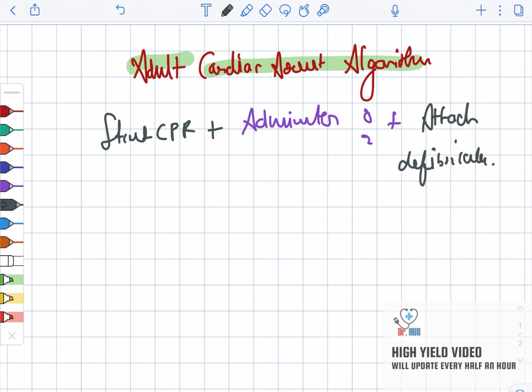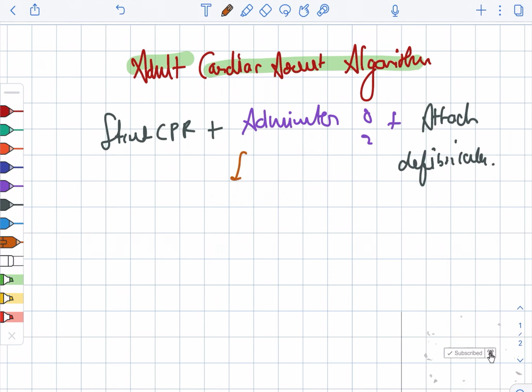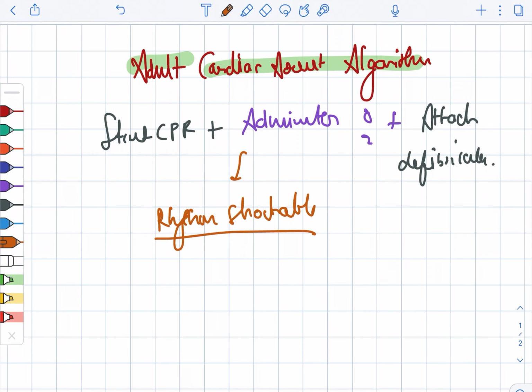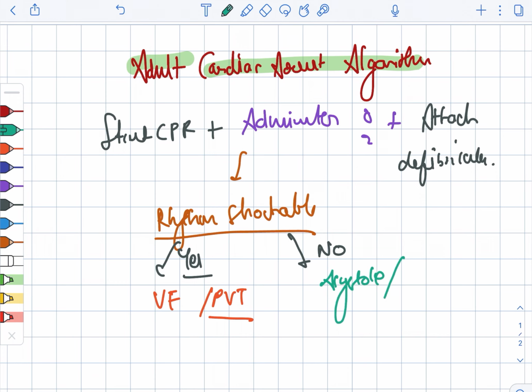Next, we see if there is a rhythm which is shockable or not. In case it is shockable, yes, this is in cases of ventricular fibrillation as well as PVT. PVT is nothing but the pulseless ventricular tachycardia. In case it is no, it refers to the asystole as well as the pulseless electrical activity. This is nothing but PEA.